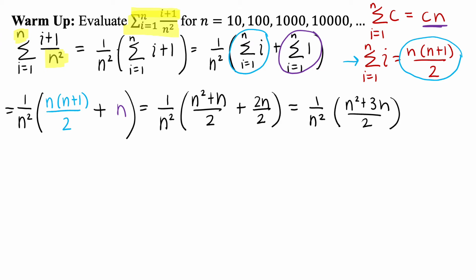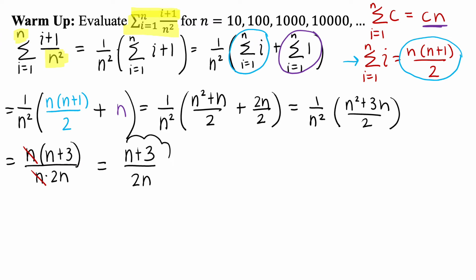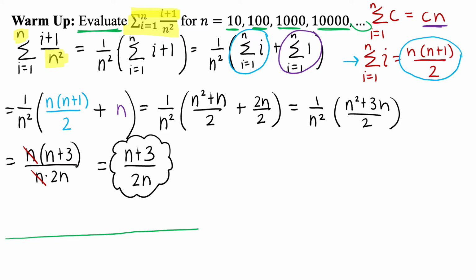So we're looking to simplify here. Let's take an n out of our numerator. So we have n times (n + 3) over n times 2n. Just breaking up that n squared so that I can see my n's are going to cancel. So we have simplified this summation down to (n + 3)/(2n). Now remember, that's not the end. We actually want to evaluate when n is 10, 100, 1,000, 10,000, and so on. So I'm going to set up a little table.